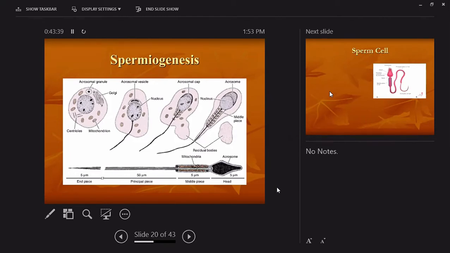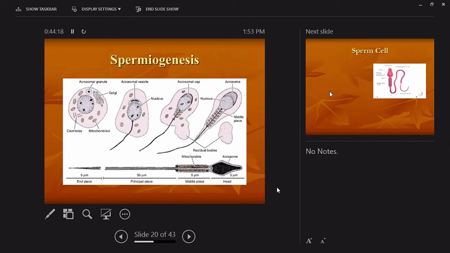Acrosomal granule, becoming acrosomal vesicle, becoming acrosomal cup, and acrosome. Then you will have your middle piece. Of course, the cytoplasm and the rest are the residual bodies. And so the final product that you would be producing would be your 5 microns acrosome, your neck.